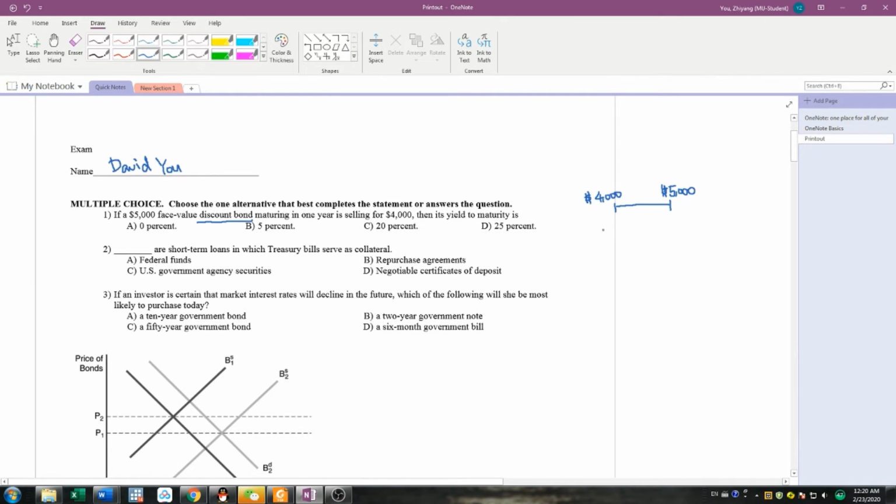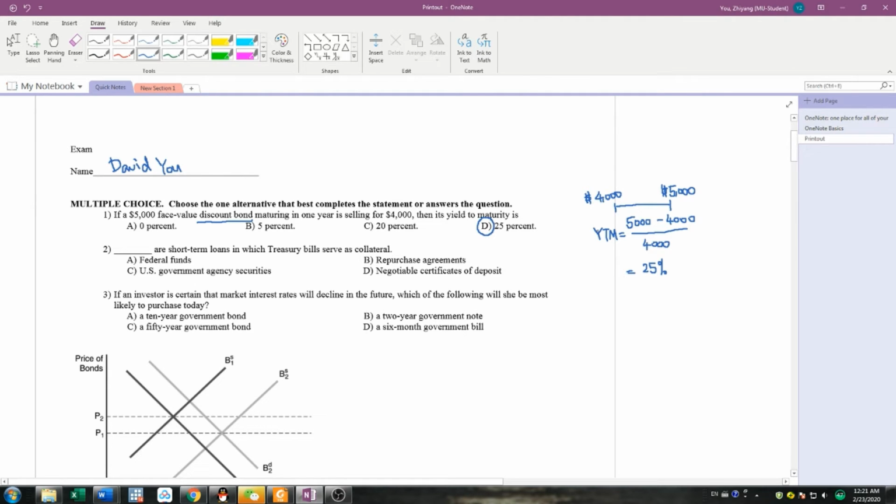Okay. And basically, the formula for this is going to be the yield to maturity just equals to how much money I'm going to receive in 1 year minus the original price I paid over the initial price. Okay, so this is going to be 1,000 over 4,000, which is 25%. Okay, so the right answer is D.